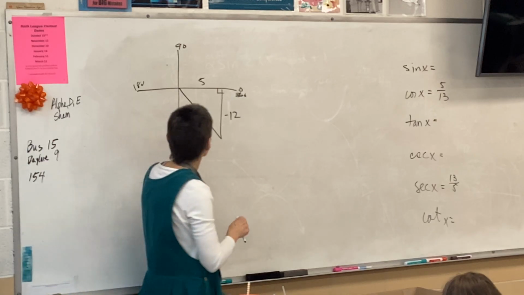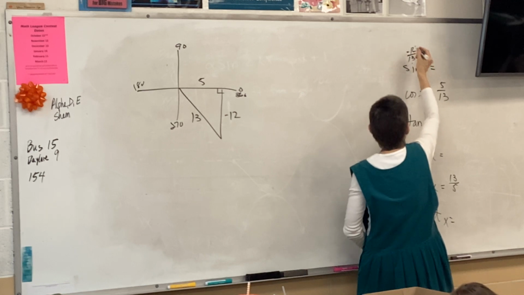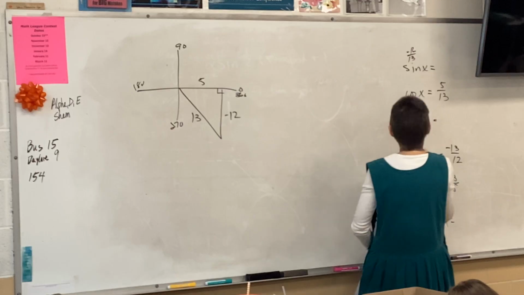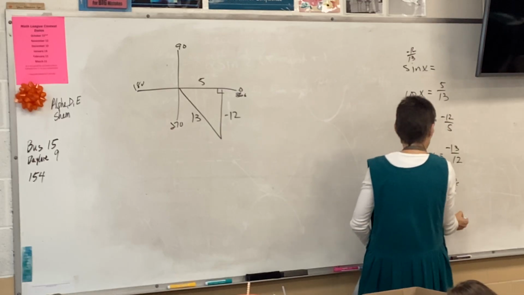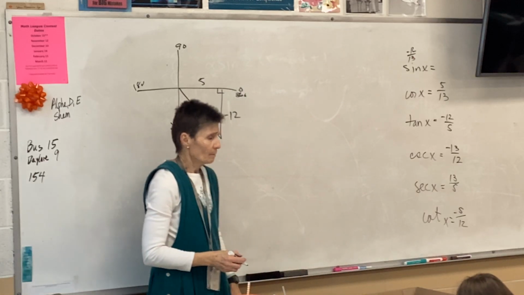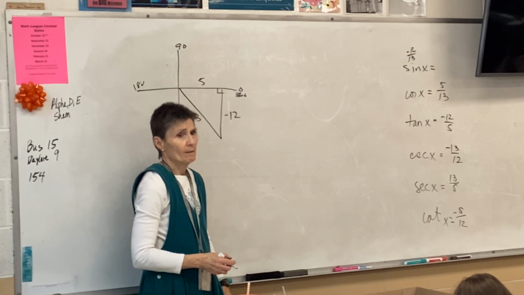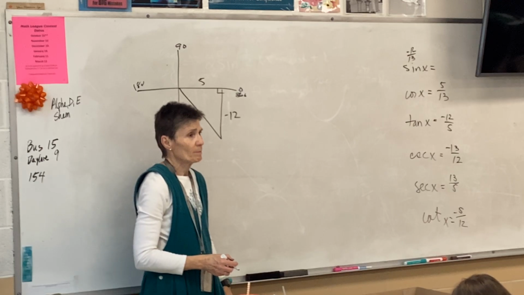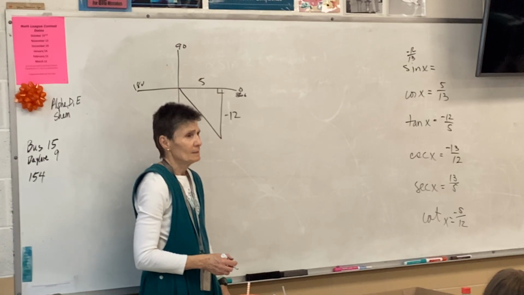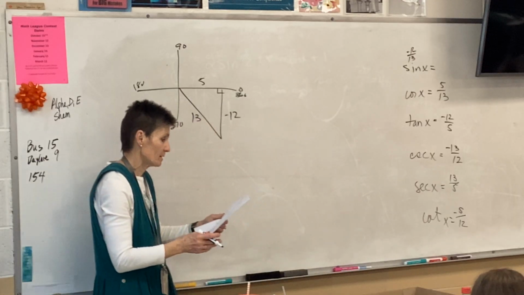All right, so sine is negative 12/13. Cosecant's negative 13/12. Tangent is negative 12/5, negative 5/12. What happens if you screw up your Pythagorean theorem? Bad news, right? That 12 showed up in 4 answers, so make sure you do your Pythagorean theorem correctly.